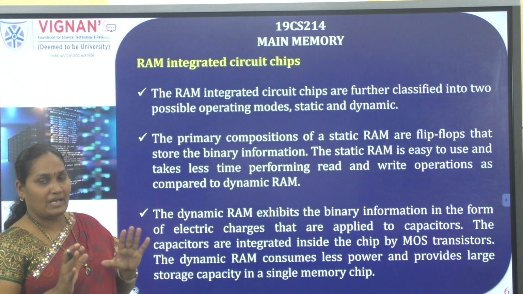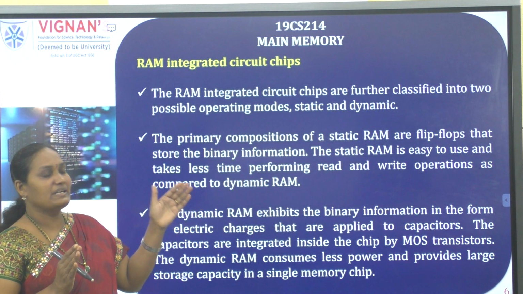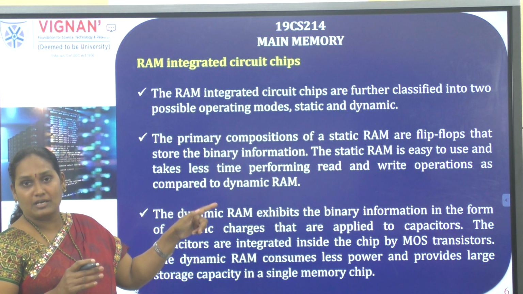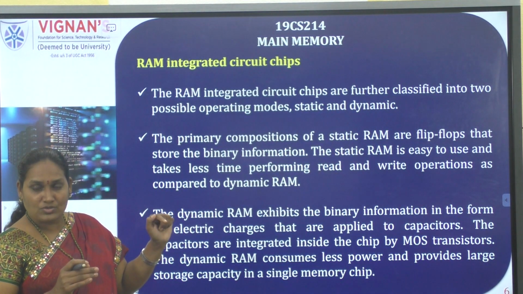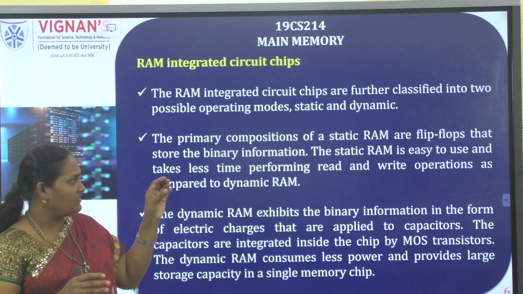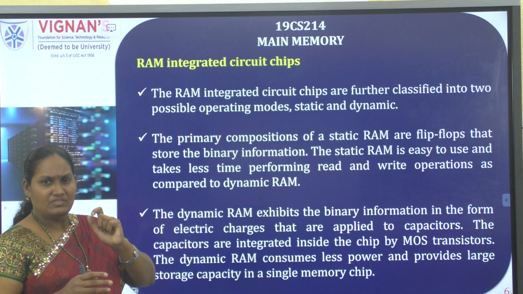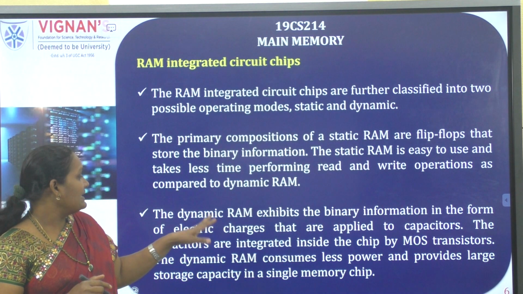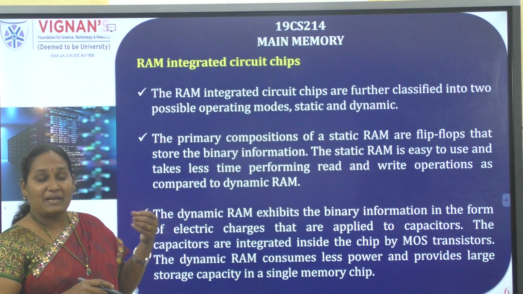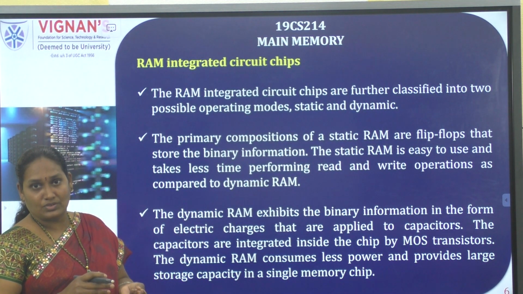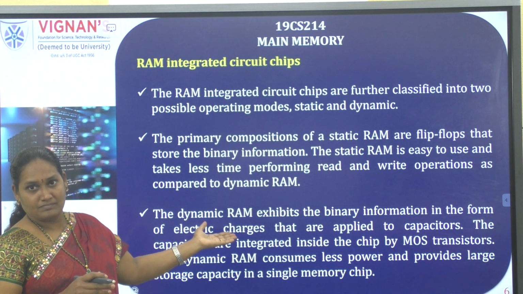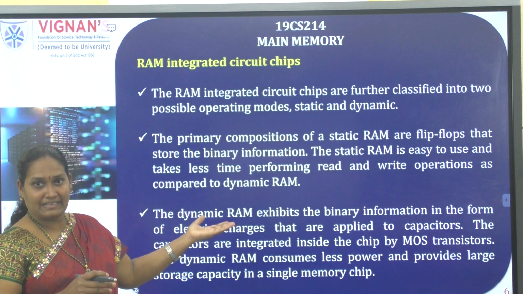I hope you all understood how static RAM is constituted and how dynamic RAM is constituted. Static RAM is constituted in terms of flip-flops. Each flip-flop can be used to store one binary digit, either 0 or 1. So a flip-flop is nothing but a small memory which is used to store a binary digit. But dynamic RAM is constituted with capacitors. The information that you want to store can be stored as an electric charge.